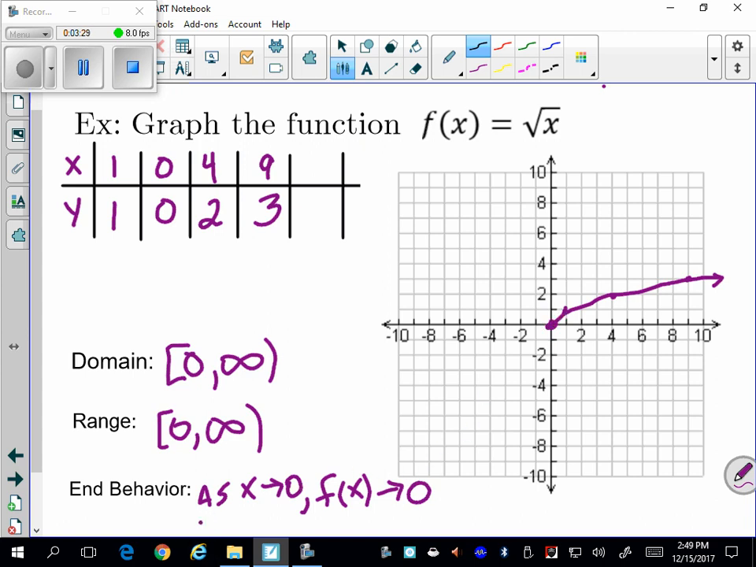And then look at the other side of the graph, as x approaches infinity, what are the y values doing? As x goes to infinity, the y values are slowly going up. They'll never stop going up. They'll keep on going up to infinity. So that's what we're doing today.